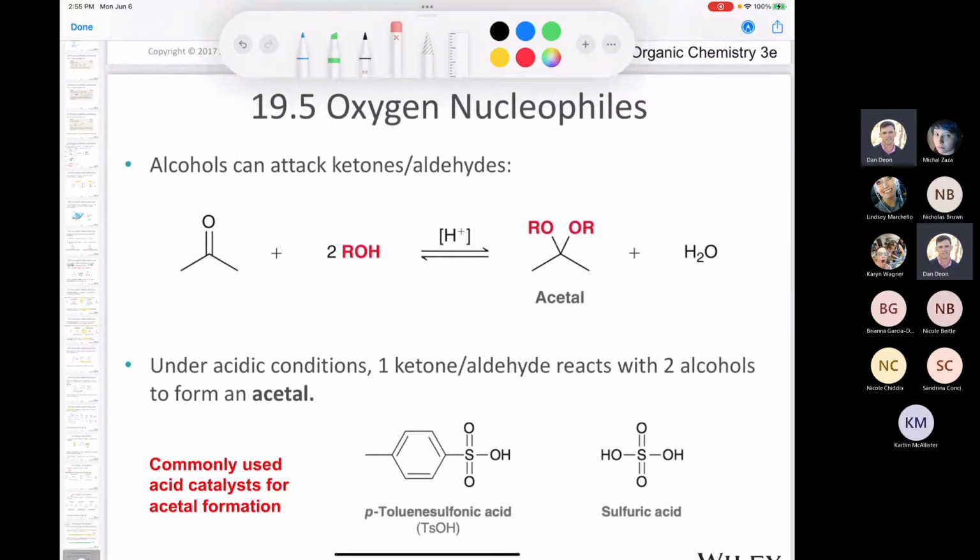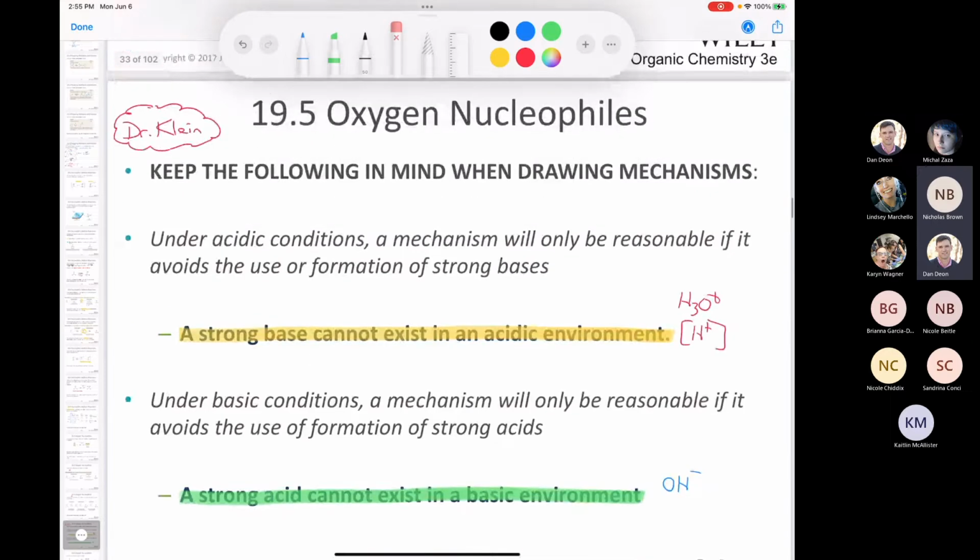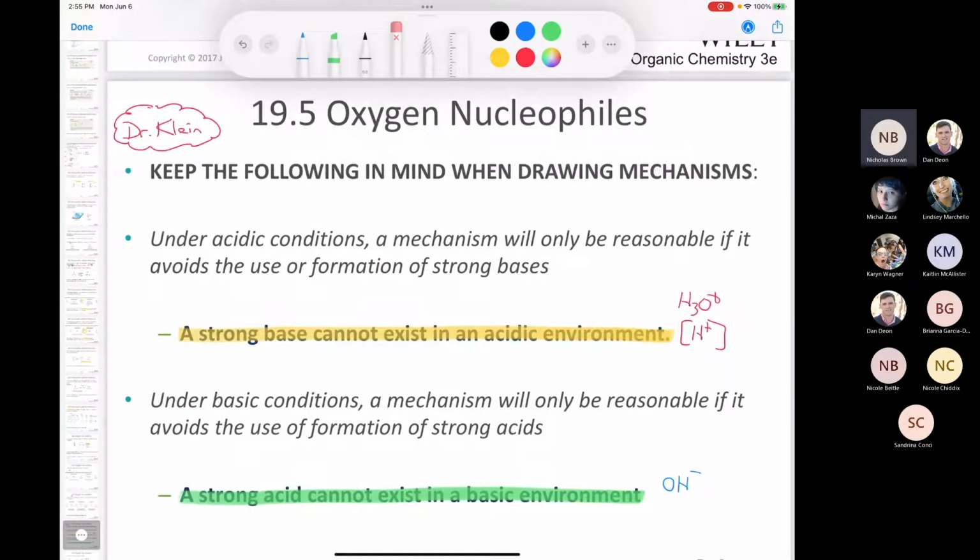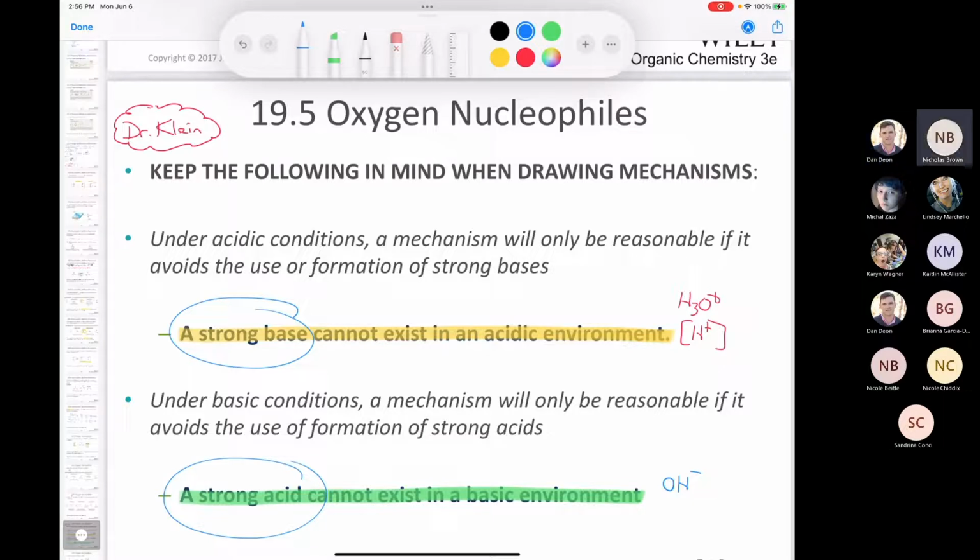Professor Dean, go ahead. Would you be able to see water in an acidic environment? Absolutely. You could see water in an acidic or a basic environment. Because water is not a strong acid or a strong base, right? Notice it says you can't see a strong base or a strong acid. Doesn't mean you can't have a weak acid or a weak base. And water is amphoteric. It can be a weak acid or a weak base depending on the situation. Okay? Thank you.